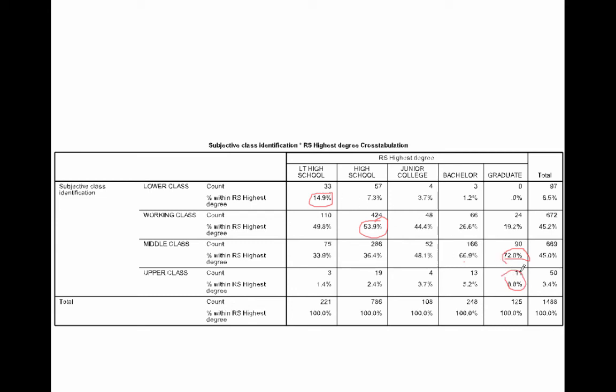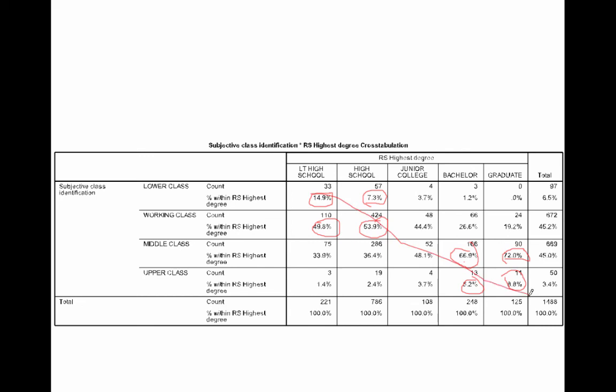It's not the clearest line, but we can see that those with a lower degree tend to be in the lower classes, and those with higher degrees make up more of the higher classes. So let's go ahead and circle the second highest in each. So we have 7.3, then 49.8, and then over here. When we do that, you can connect the dots and you can see a positive linear relationship.